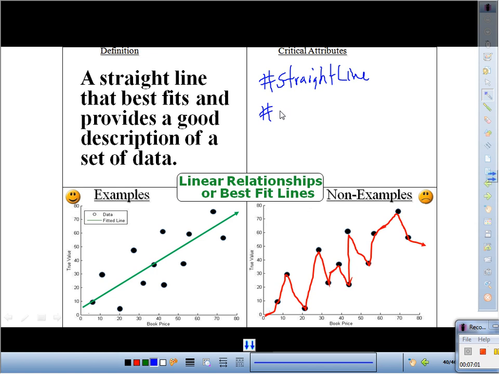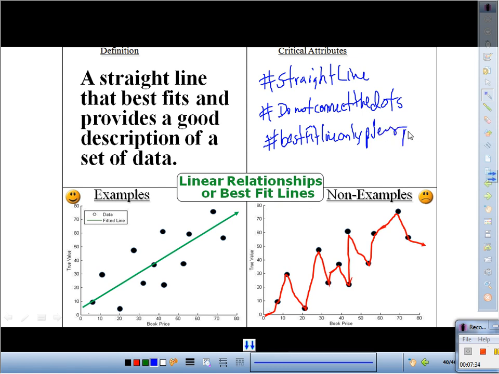Hashtag, what else? Do not connect the dots. Okay, those are points or the data. Let's go. Last one, hashtag what? Best fit line only. Best fit line only, please. Pretty, please, with the cherry on top.